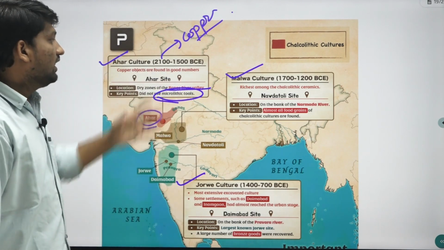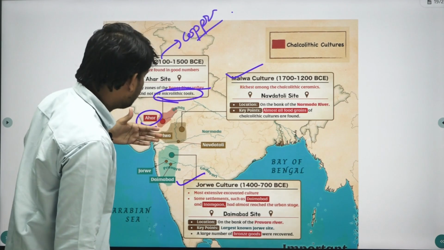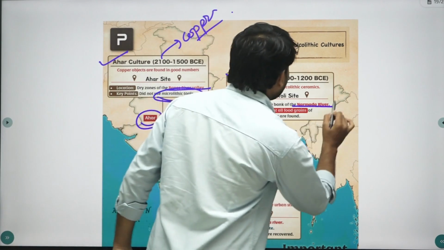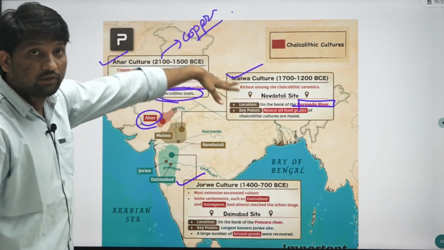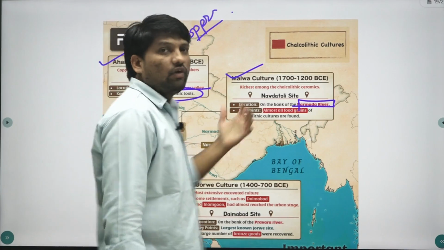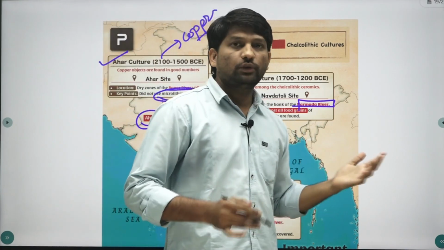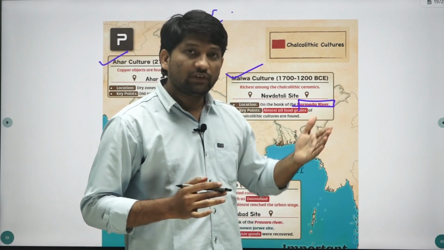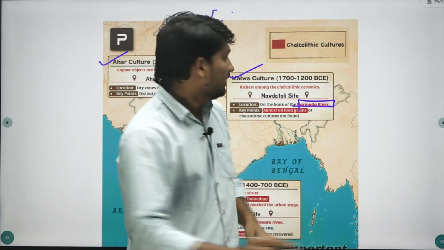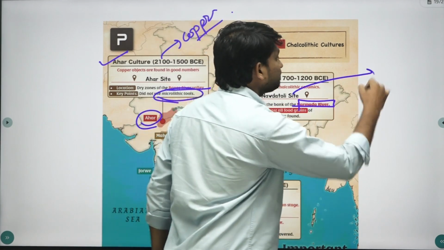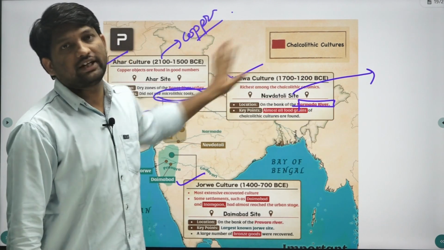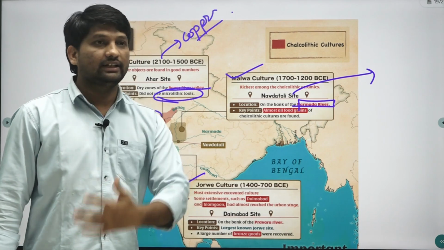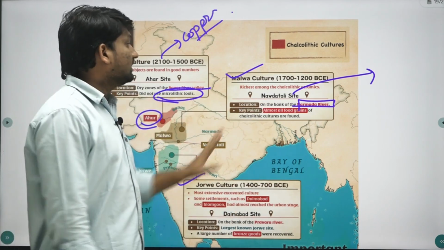Next is the Malwa culture. Most of the sites, like Navdatoli, are located on the Narmada river. Why is Navdatoli important? Even though during this Chalcolithic culture they were practicing subsistence agriculture, they cultivated more cereals than at Neolithic sites. If you consider the site Navdatoli, you can find almost all the food grains found in all the Chalcolithic cultures.